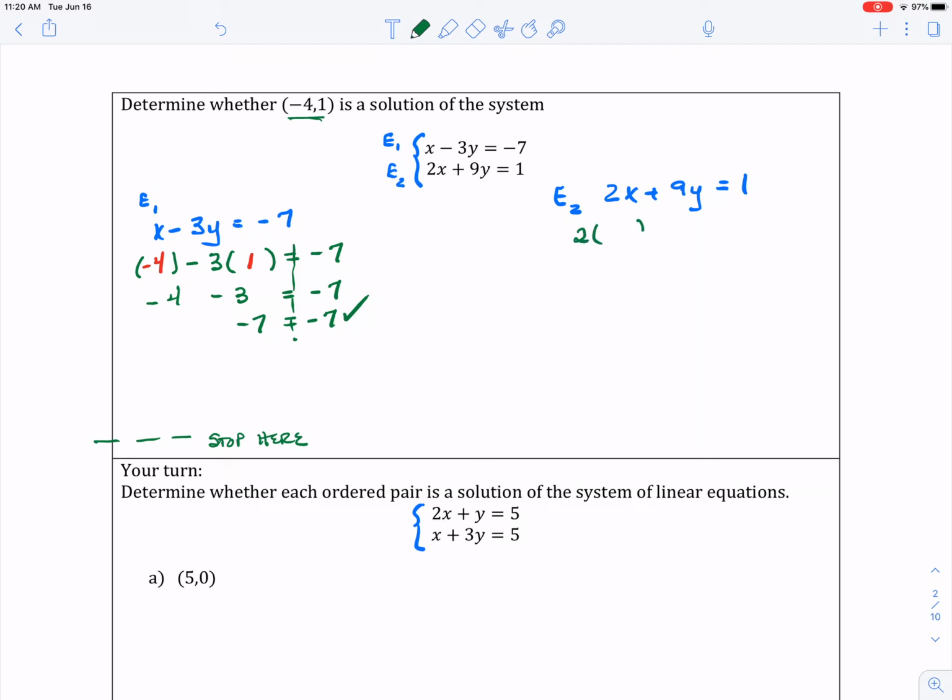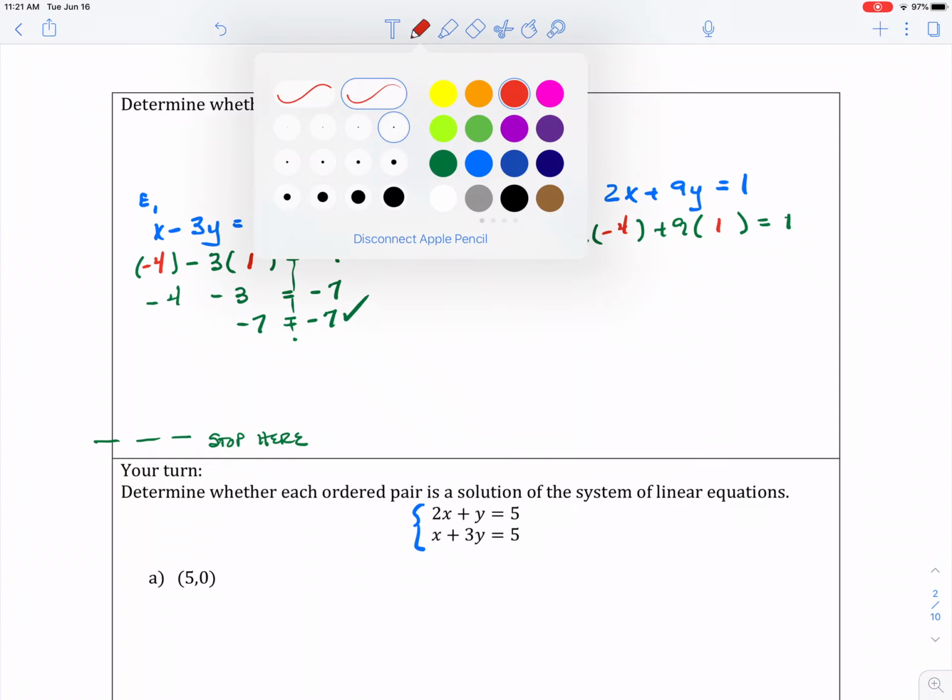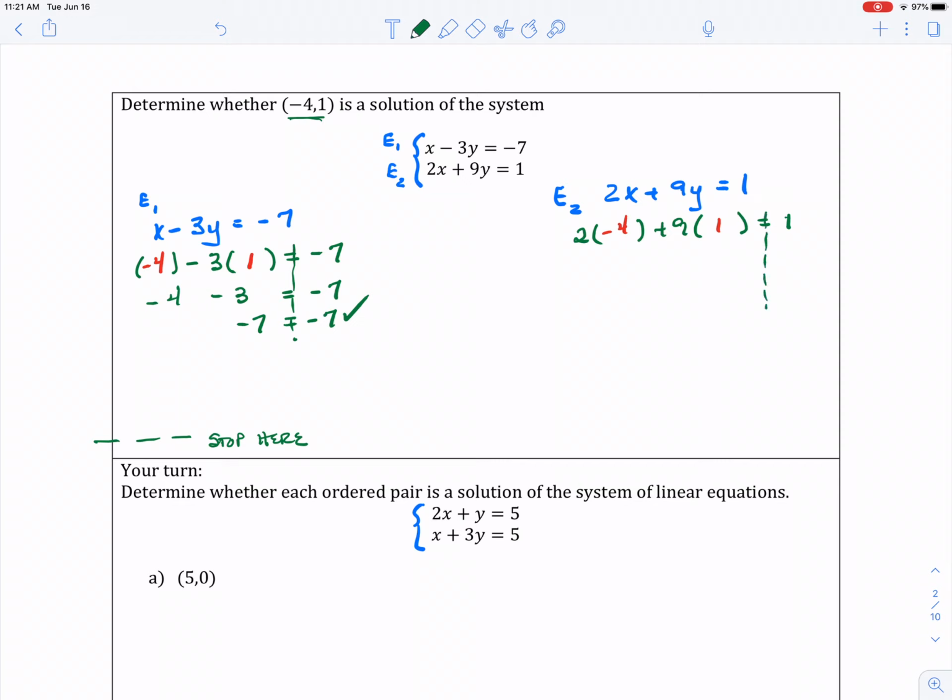Let's go also check it in the second equation. Check that solution for -4, 1. Here's the left side, right side, so I need to see a -8 here, a +9 there. And that's 1 and 1 equals 1, so it balances. So I would say yes, this -4, 1 is a solution for this system. That means, again, both equations are satisfied by that.